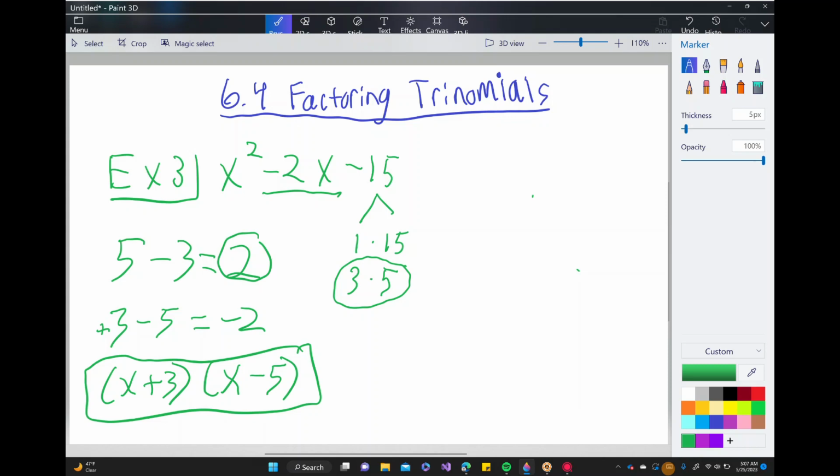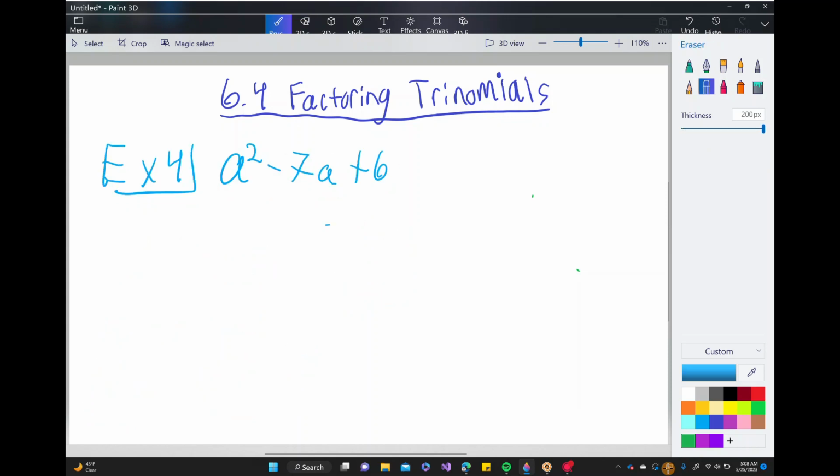So let's take a look at one more example in example 4. All right, last but not least, for example 4, we have a squared minus 7a plus 6. Now, the only difference in terms of the letters is you're just changing letters. It's not going to make a difference for your final answer, other than the fact that instead of x's, we are now working with a's. Okay? Now, something to notice here is my last sign is positive and my middle term is negative. This is a special case because this means that both of my numbers have to be negative.